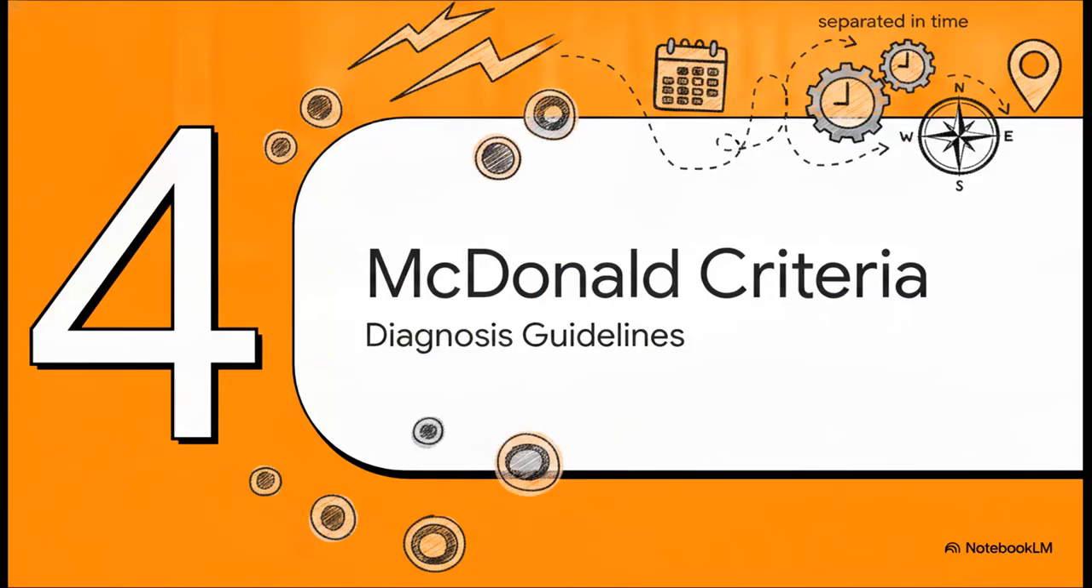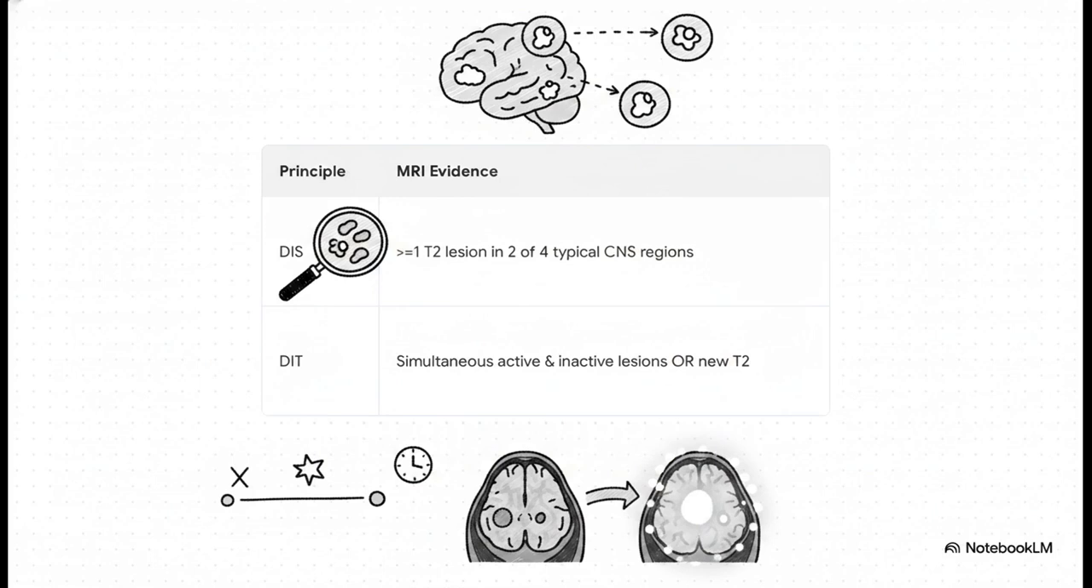Let's keep it moving to Section 4, diagnosis and the McDonald criteria. Now, what's really interesting about this slide is the logic behind the diagnosis. The golden rule of MS is proving that the lesions are separated in time and space. And the 2017 McDonald criteria breaks this down beautifully.